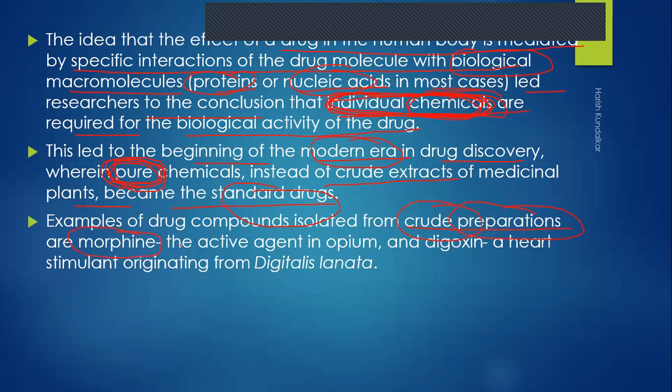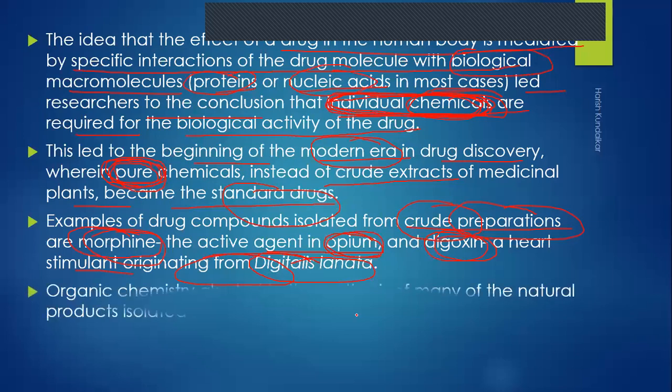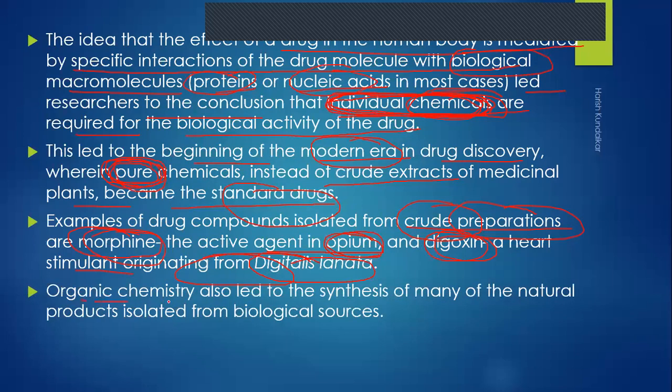For example, we have morphine. Morphine we know is the active agent which is present in opium. Then we have an example of digoxin, which is a heart stimulant which originates from various species of digitalis, especially digitalis lanata, right? So now in modern medicine, we talk about specific individual chemicals instead of the extracts.